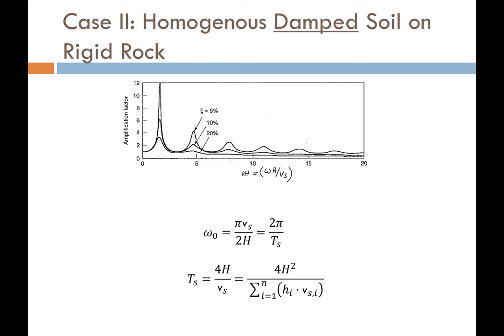A couple things I want to introduce to you about harmonics of soil that I think you're going to find interesting. The harmonic that we're most interested in is the first harmonic. That's the one that always has the largest amplification, and so it's really the only one that we care about. And so we're going to call that harmonic the fundamental frequency of our soil profile, and we're going to call that omega naught. So omega naught is equal to pi times the shear wave velocity of our soil divided by 2 times its thickness. And we can derive that.